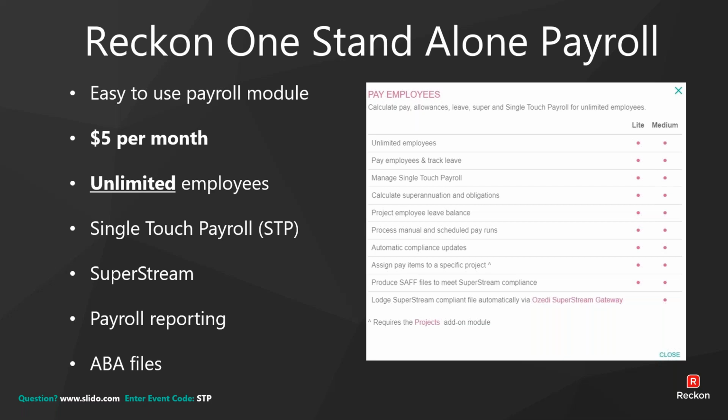What you can do with the payroll module as well is payroll reporting. And just to make things a little easier, you can produce what we call an ABA file. That ABA file is a file that you create within Reckon One if you need to make payments to employees. Then you can upload that file in internet banking so that you can disperse the funds as needed.